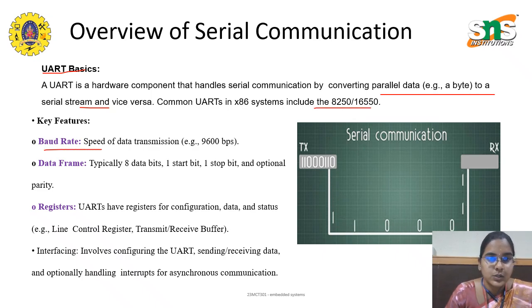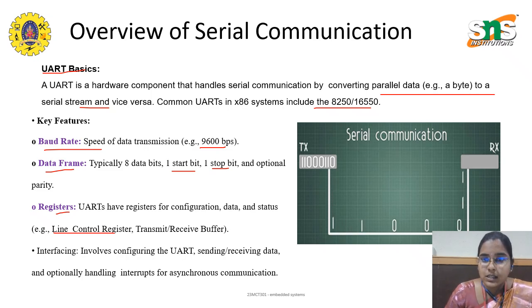The key features: first is baud rate. We have to consider the baud rate because it is the speed of the data transmission, usually seen at 9600 bps, etc. The data frame is typically 8 bits, with one start bit and one stop bit, and optionally parity. There are registers for configuring the data and status, like line control registers and transmit and receive buffers.